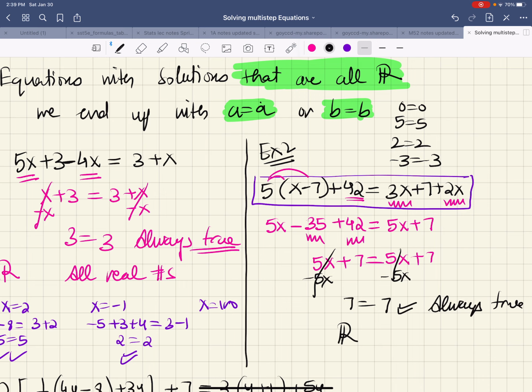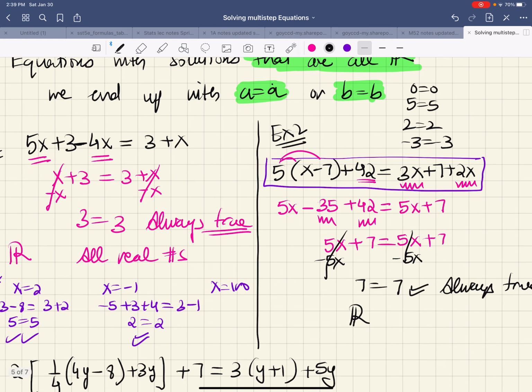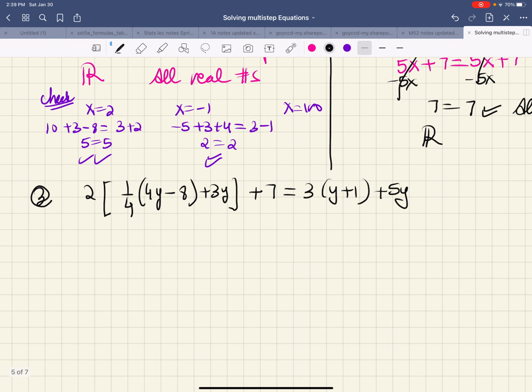No matter what real number you plug in for this variable, left-hand side and right-hand side will always be equal to each other. So this equation has infinitely many solutions, okay? And what are those solutions? Those are all real numbers. You can plug in any decimal, any fraction, any integer, any real number, they all will work.